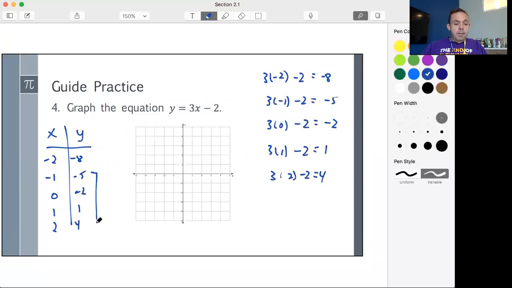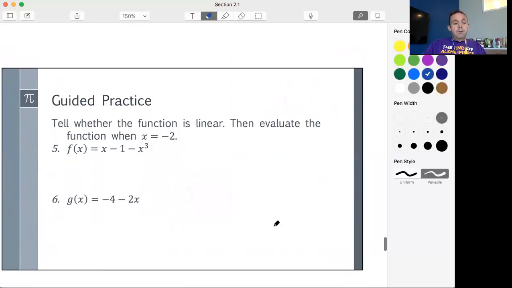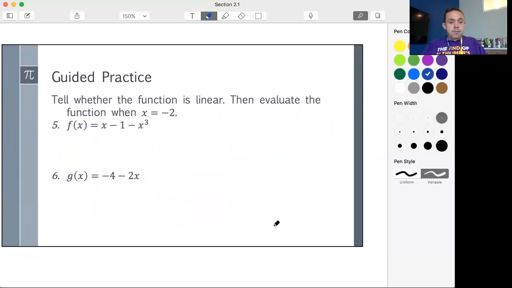Again, I'm only going to plot the points that fit on my graph. So I have -1, -5; 0, -2; 1, 1; and 2, 4. And then I draw a line to go through all my dots, and there is your graph. All right, now try guided practice 5 and 6.